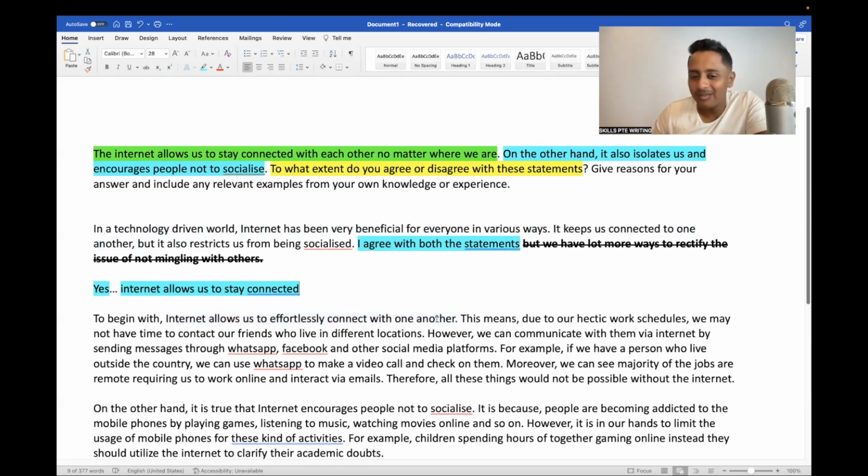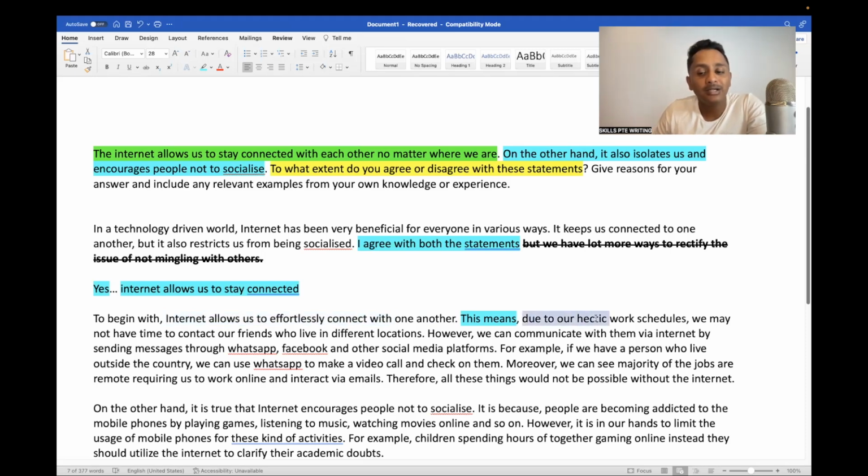This means, this is the connecting linking word we call. This is where the coherence cohesion marks go up. You talk about the main idea and then write this means, this is because, this implies, this refers to the fact that, it is because, then write the supporting idea. Now she has to write why. How come internet effortlessly connects everybody?